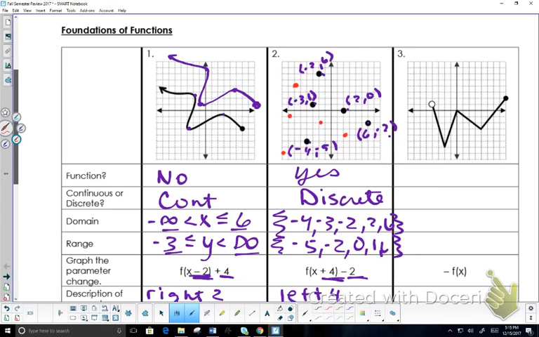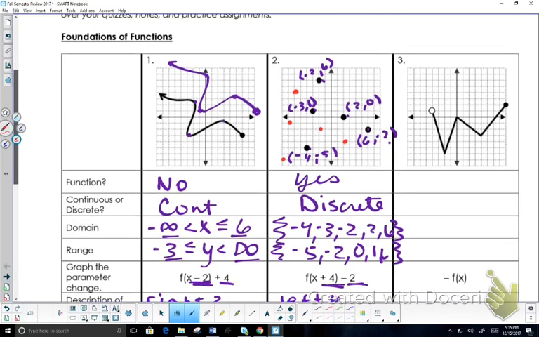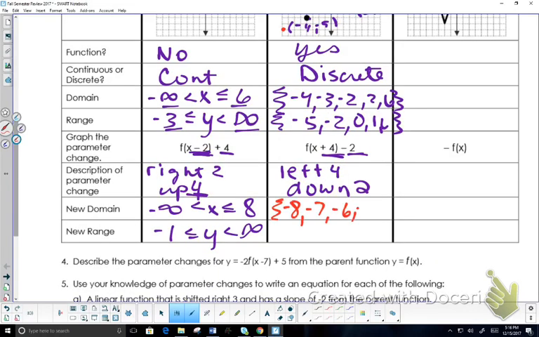So then I have to write my new domain. Well, to do that, if I went left 4, that means I just subtract 4 from each one of my x's. So negative 4 will become negative 8, negative 3 will become negative 7, negative 2 will become negative 6, 2 will become negative 2, and 6 will become 2. That's the same thing, insider's lie, so it's like you're supposed to add 4, but in actuality, insider's lie, so it's subtract 4.